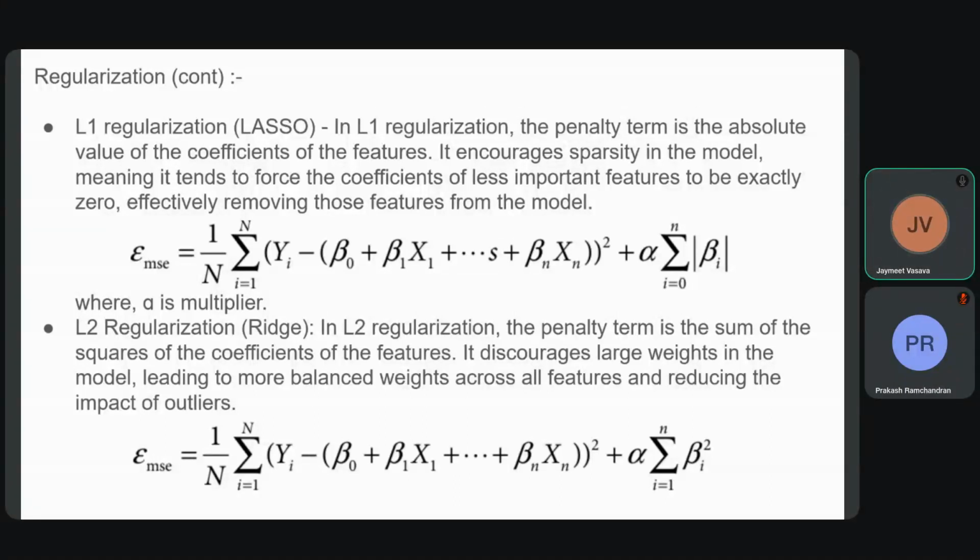So the MSE equals 1 by n, where n is the number of records, times the summation of i equals 1 to n of (yi minus (beta 0 plus beta 1 x1 up to beta n xn)) whole squared, plus alpha, which is a multiplier, times the summation of the mod value of beta i for i equals 0 to n.